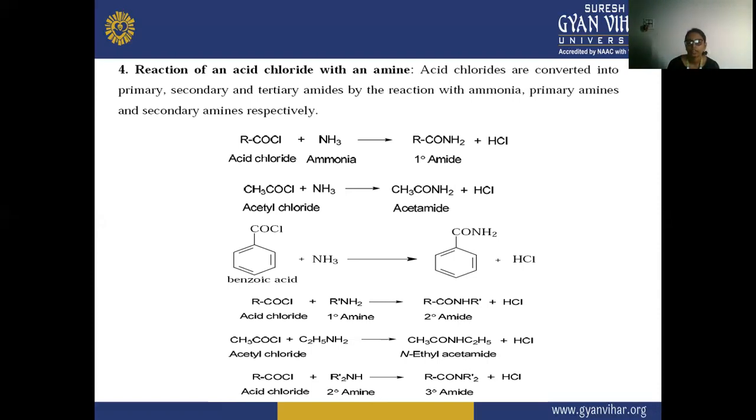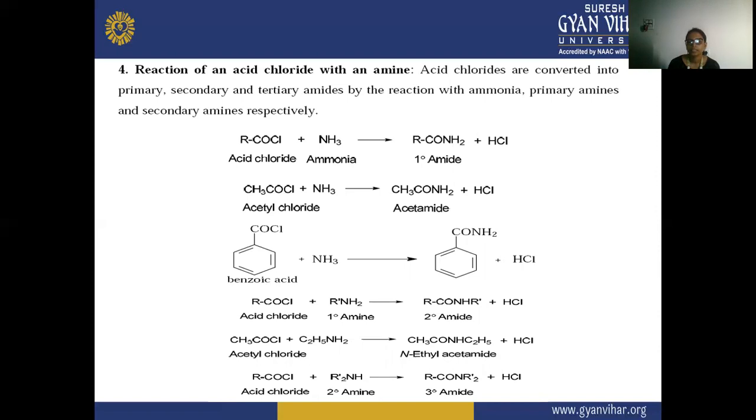Here we are reacting the acid chloride with ammonia, and there is a formation of the primary amide plus HCl. You can see that when acid chloride is reacting with ammonia, there is a formation of primary amide, that is RCONH2 plus HCl.